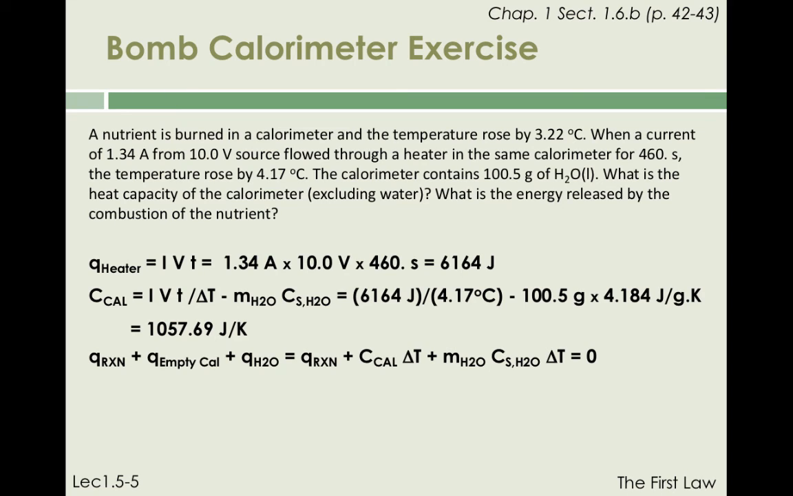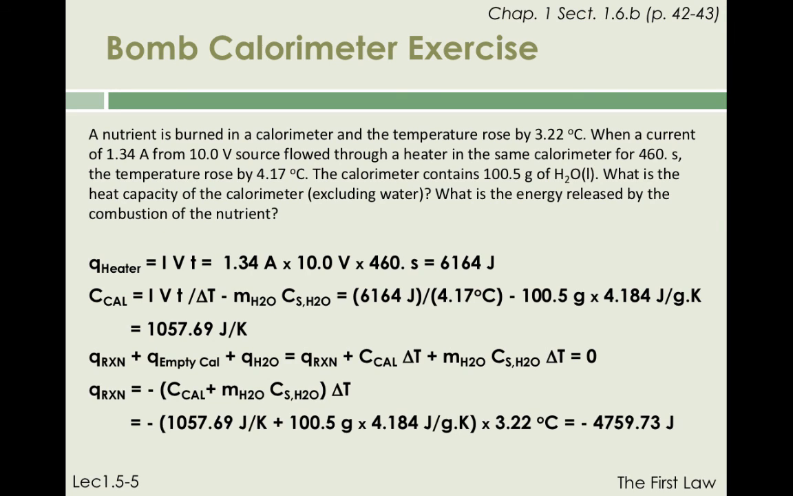Delta T is equal to 3.22 degrees Celsius for the combustion of the nutrient. The mass of water is still 100.5 grams and the specific heat capacity of water is 4.184 joules per degree Celsius per gram. This leads to Q reaction equals minus 4,759.73 joules. The final result must be expressed with three significant figures, so we get Q reaction equals minus 4,760 joules.